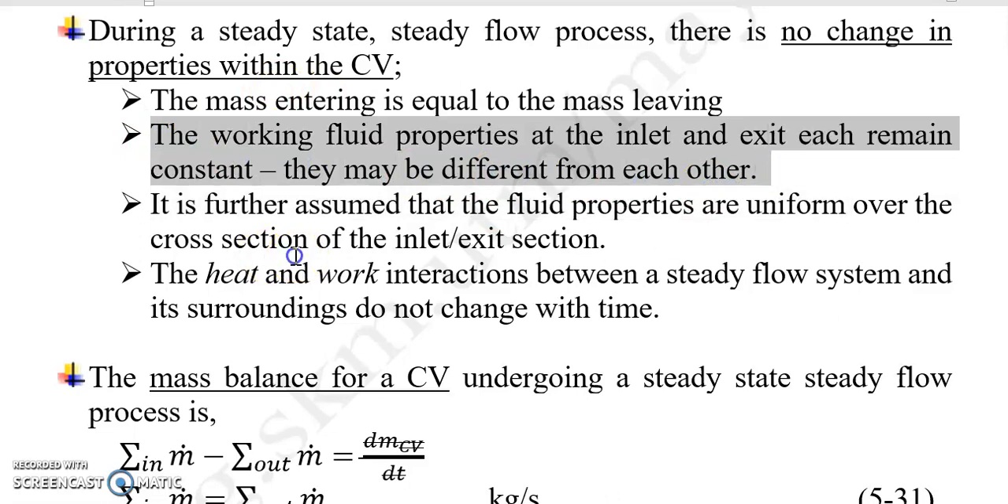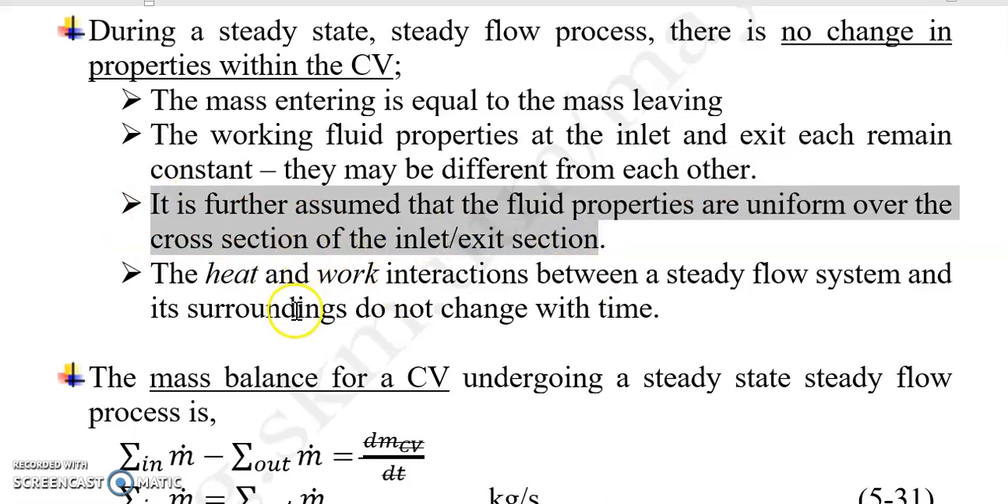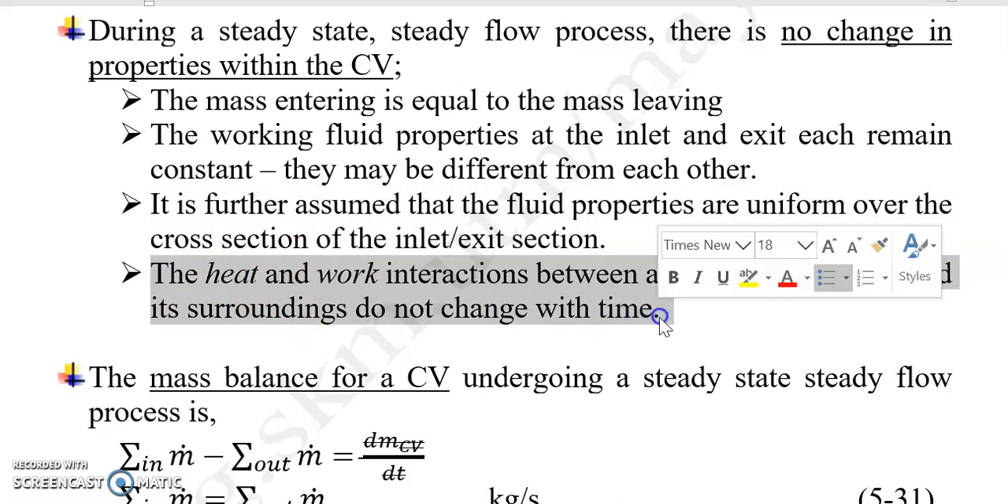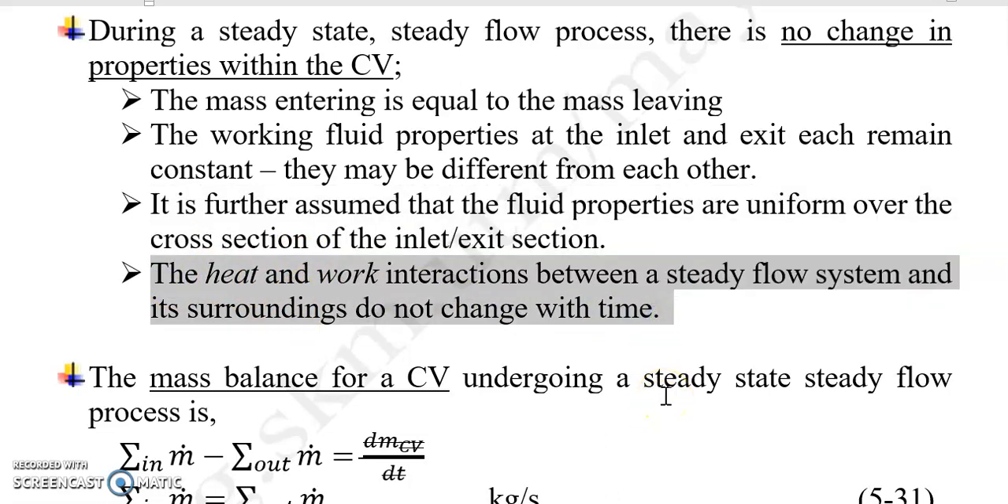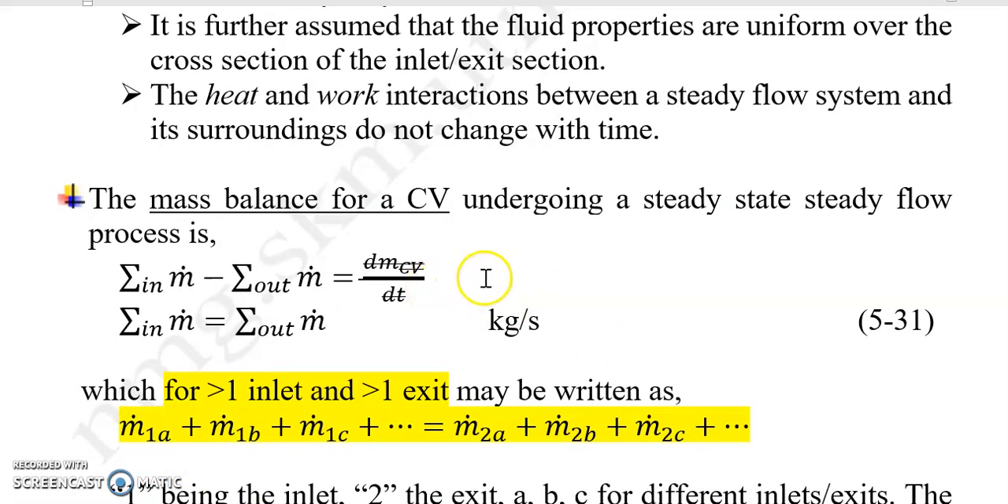It is further assumed that the flow properties are uniform over the cross-section of the inlet or exit section, and the heat and work interactions between a steady flow system and its surroundings do not change with time. And we simplify the mass balance for a control volume undergoing a steady state, steady flow process with 5.31.